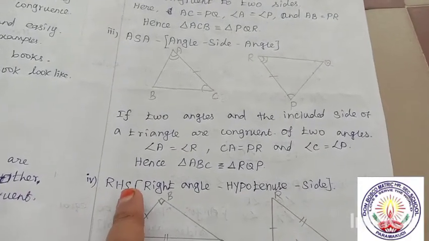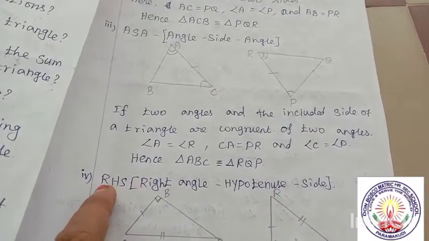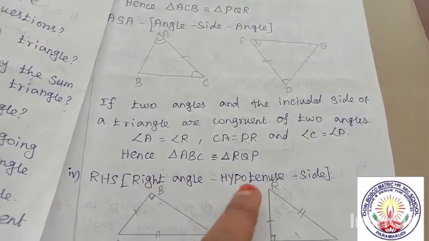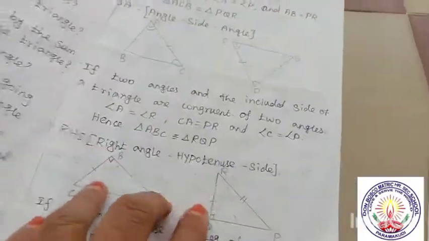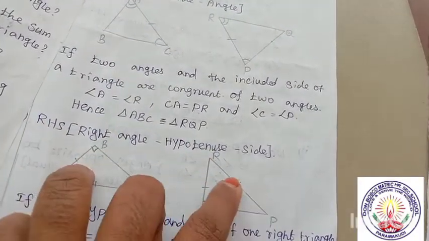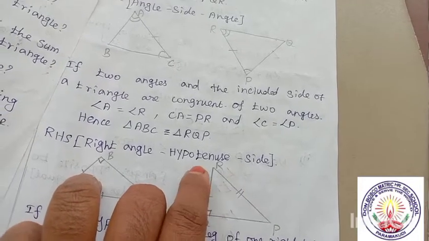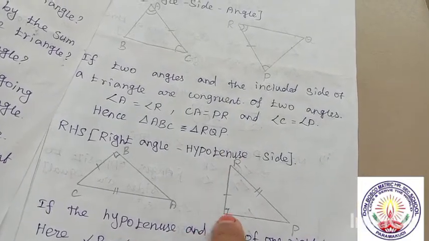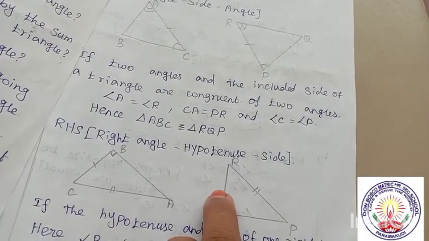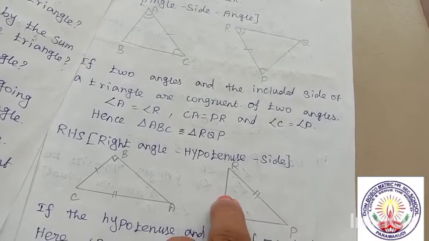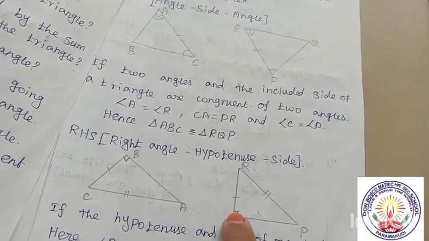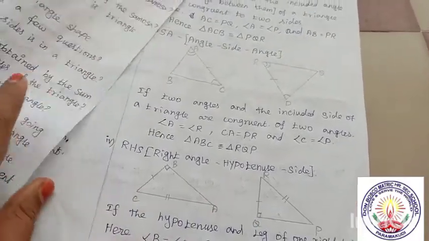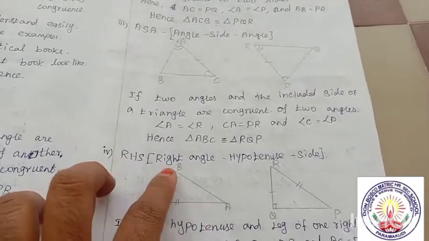Fourth one, RHS. RHS means right angle, hypotenuse, side. One right angle means that one is the right angle. This is the hypotenuse. This one is the side. Side, hypotenuse, right angle is denoted by 90 degrees. You draw two right angle triangles.